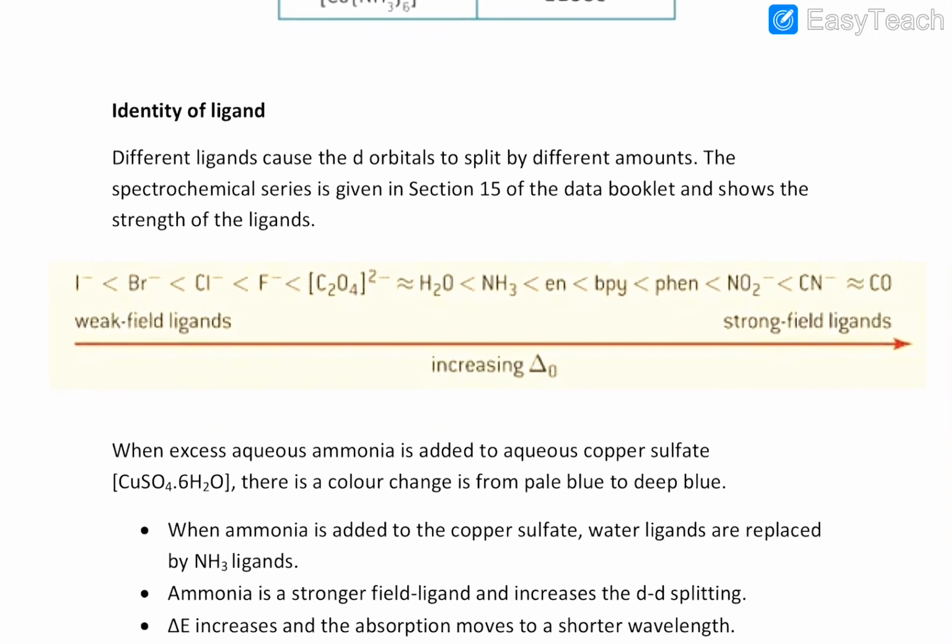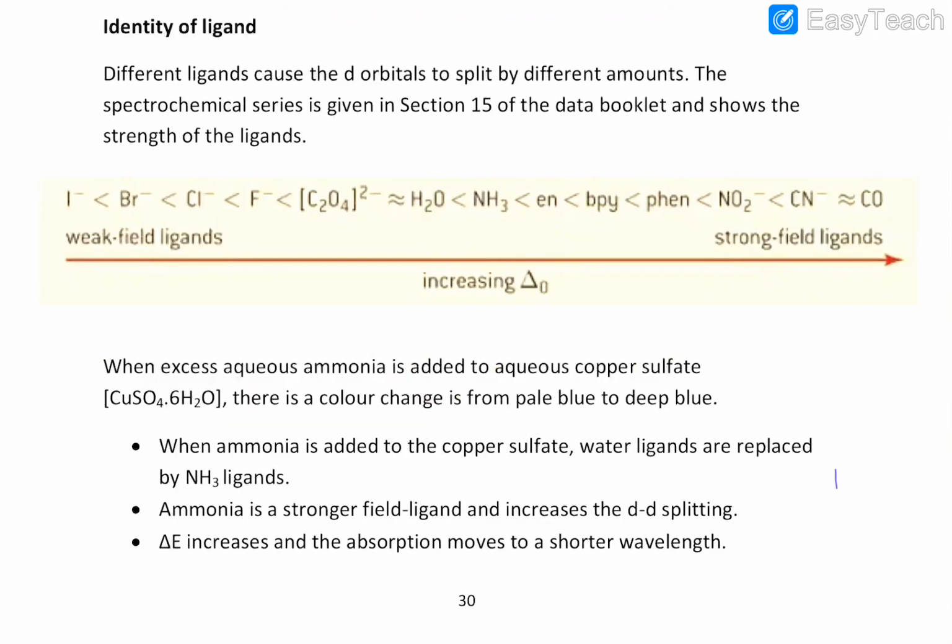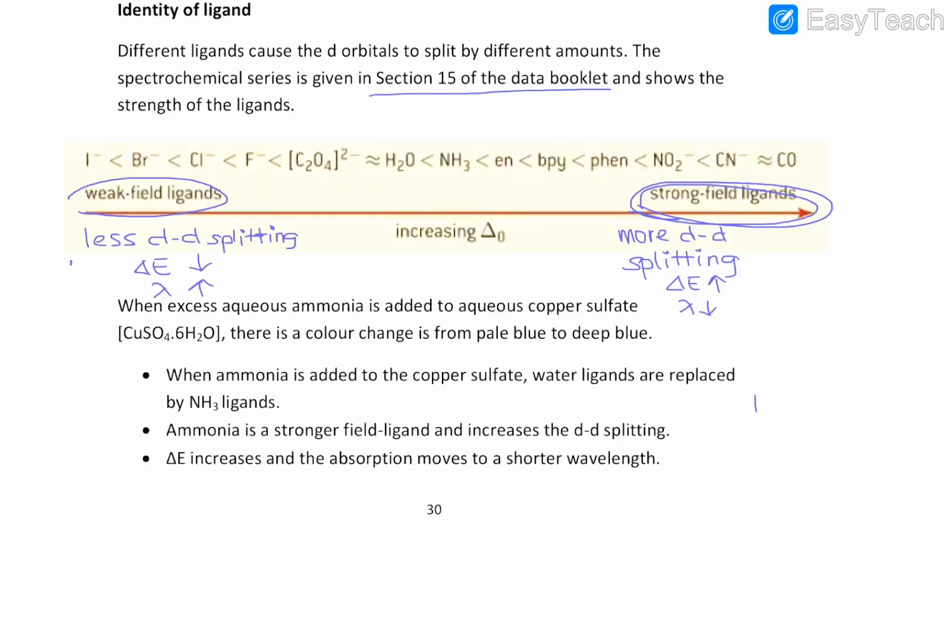The third factor is the identity of the ligand. So in section 15 of the data booklet, you will have the strength of the ligands. So we have weak field ligands and strong field ligands. Normally, weak field ligands cause smaller splitting. Strong field ligands cause more splitting.